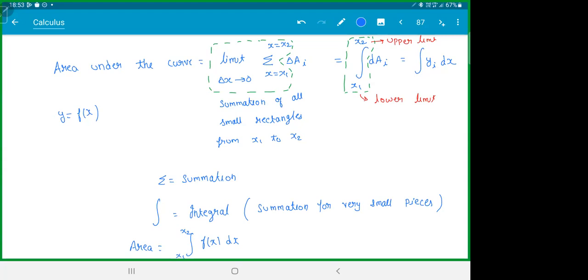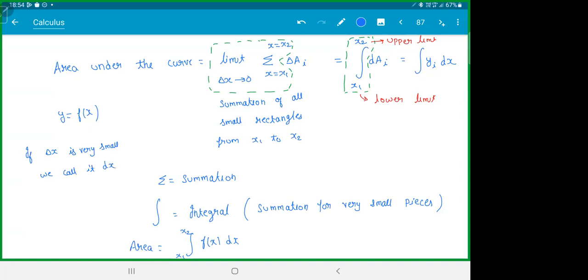This is what will happen to delta x, right? Forgot? Limit if delta x tends to 0, right? Then we call delta x as dx, na? If delta x is very small, what will happen to dx? If delta x is very small, we call it dx, isn't it?